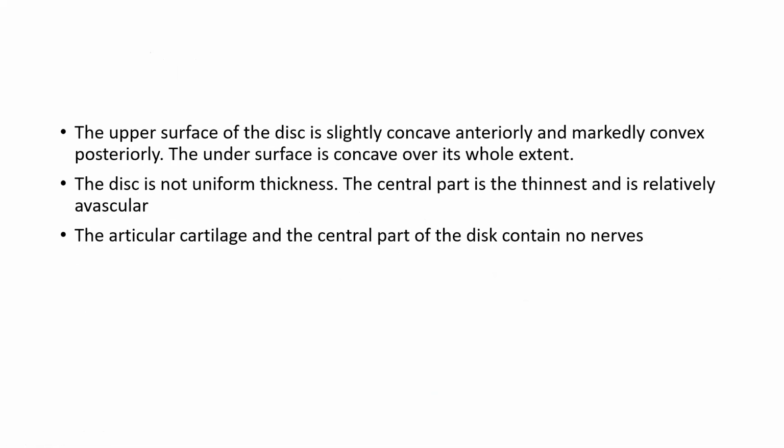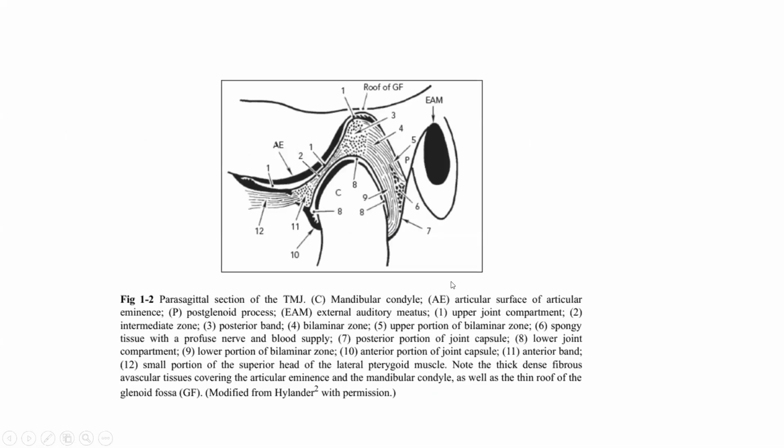And this articular disc, when viewed from above, is slightly concave anteriorly, whereas it is convex posteriorly, and the undersurface of the articular disc is concave to the whole extent. Also, this disc is not uniform. The center part is the thickest and relatively avascular, whereas the other parts of the articular disc are vascular and innervated. The articular cartilage and the center part of the disc also contain no nerves.